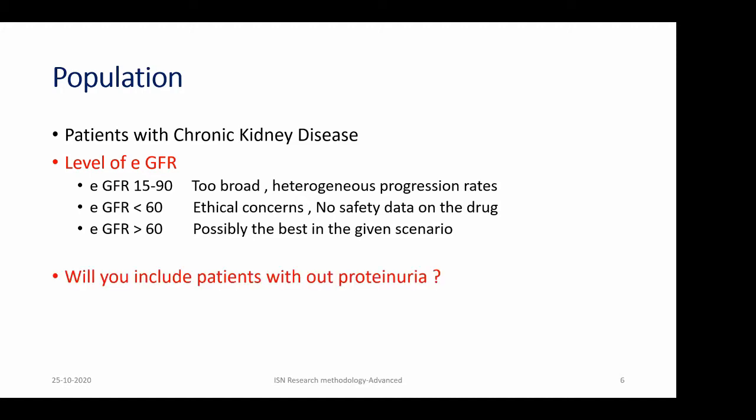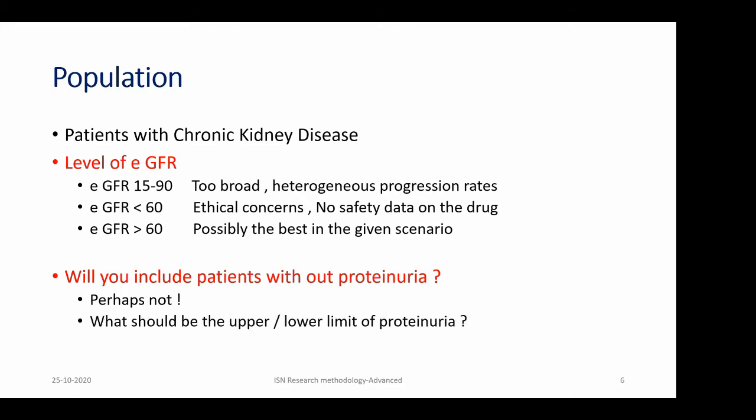Now the second question, will you include patients with proteinuria? Of course, whatever data from the licensing trial shows that this drug shows some benefits in patients who are having protein excretion. So definitely we are going to include patients with proteinuria. And without proteinuria, probably for the time being, we might not include. And the next question is, what should be the upper and lower limit of proteinuria? So it might be okay to include patients with urine albumin excretion of 30 to 300 as well.